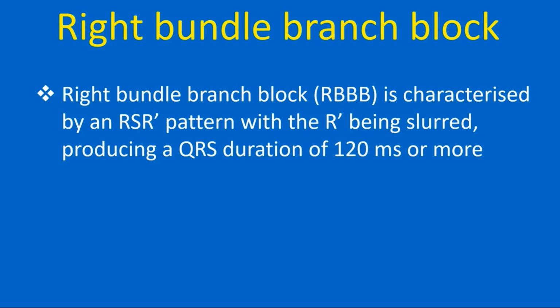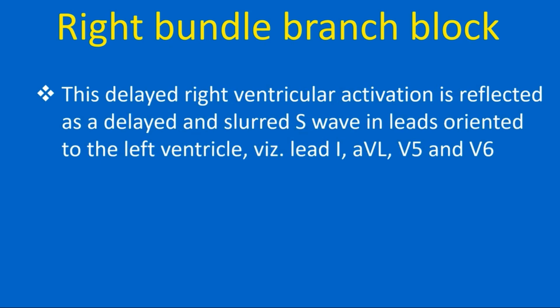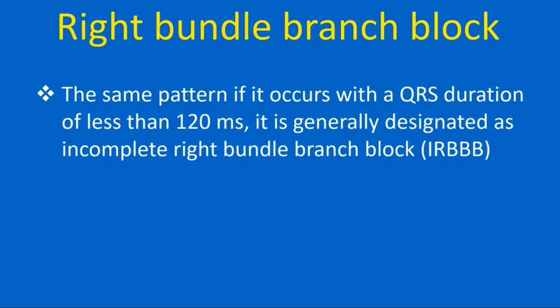Right bundle branch block is characterized by an RSR prime pattern with the R prime being slurred, producing a QRS duration of 120 milliseconds or more. This delayed right ventricular activation is reflected as a delayed and slurred S wave in leads oriented to the left ventricle: lead 1, AVL, V5 and V6. The same pattern, if it occurs with a QRS duration of less than 120 milliseconds, is generally designated as incomplete right bundle branch block.